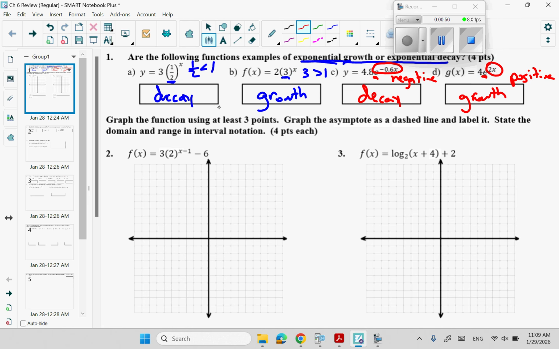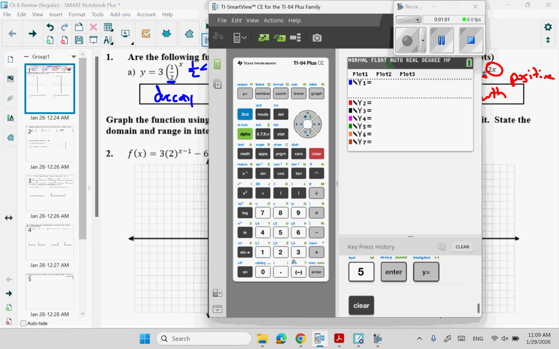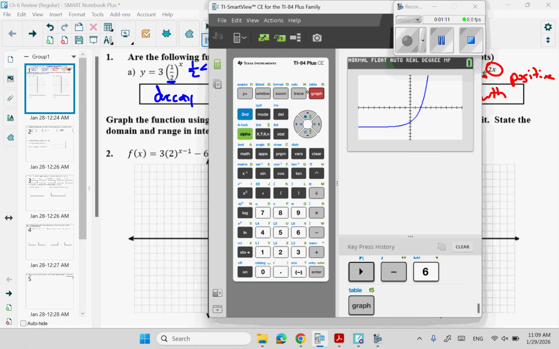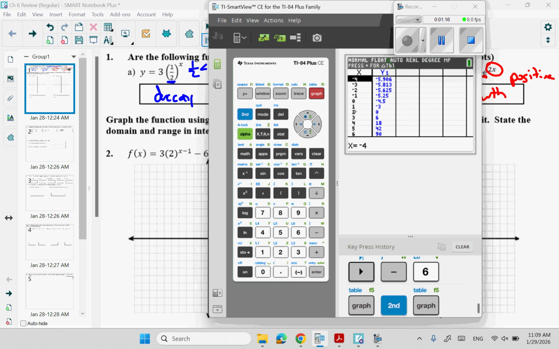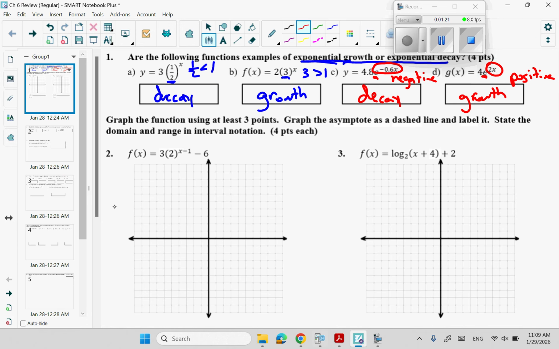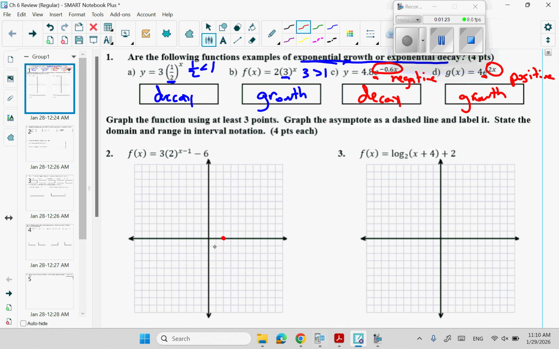Number 2, graph the function using at least 3 points. So let's first type it in our calculator and graph it. 3 times 2 to the power of x minus 1, and minus 6. So I can hit graph, and I can go to second graph for the table. Some really nice coordinates: (1, -3), (2, 0), and (3, 6). Right there. Now let's take a look at the graph again.